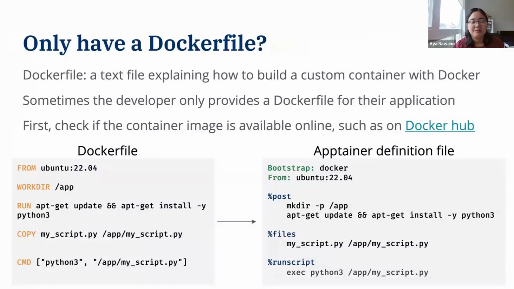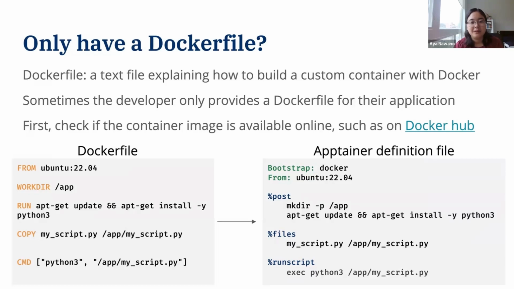In most cases, you can find Docker images of the application you're interested in on Docker Hub or other repositories. You can then convert these Docker images into Apptainer images to run the container on a cluster. However, sometimes the developer only provides a Dockerfile. A Dockerfile is a text file that contains a set of instructions on how to build a custom container using Docker. This is similar to an Apptainer definition file.